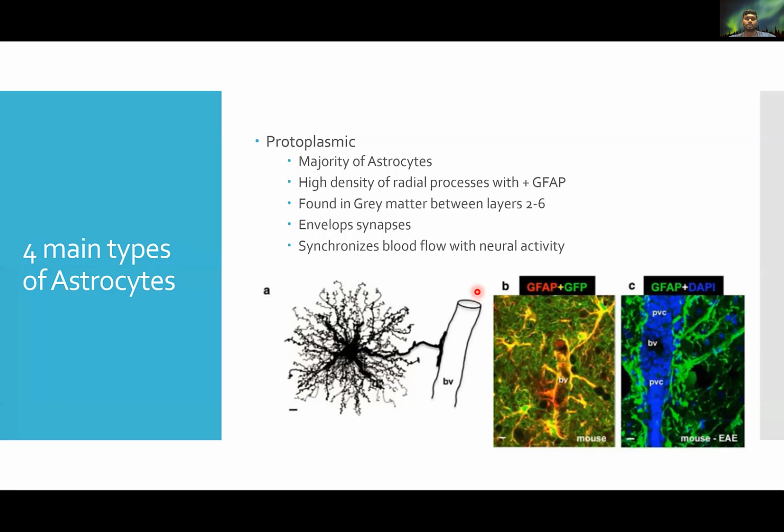Another very important thing is that this type is found mainly in the gray matter between layers 2 and 6 in the cortical regions. What this does is envelop synapses so that it's able to control the synapses in the gray matter where the soma are. Other than enveloping synapses, it will communicate with these blood vessels via the end feet processes and can affect the blood-brain barrier, as we'll talk about later. And it has a very interesting function: since it communicates between the synapses and the blood vessels, it is able to synchronize blood flow with neural activity.